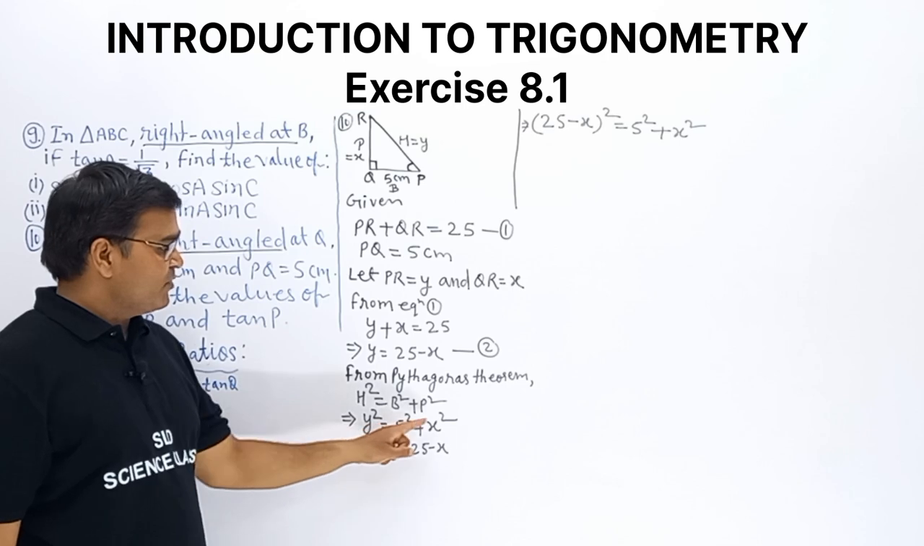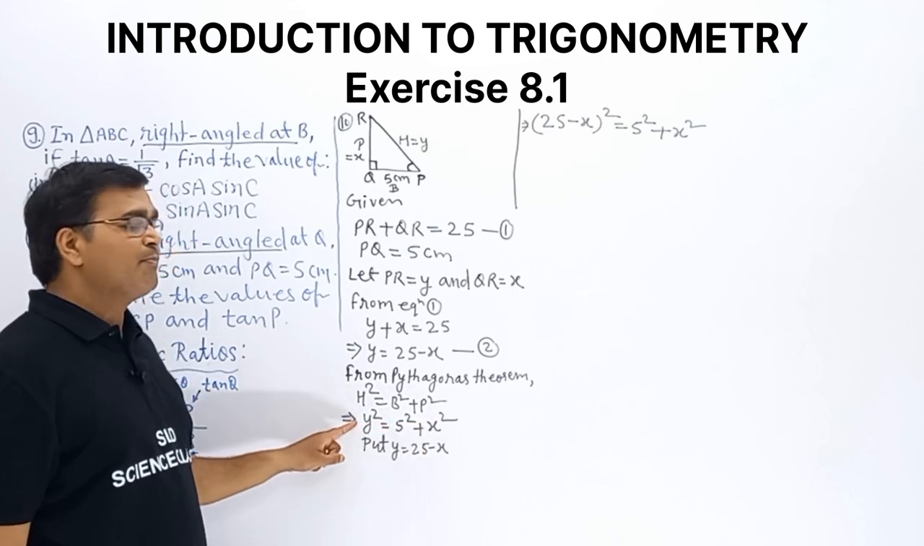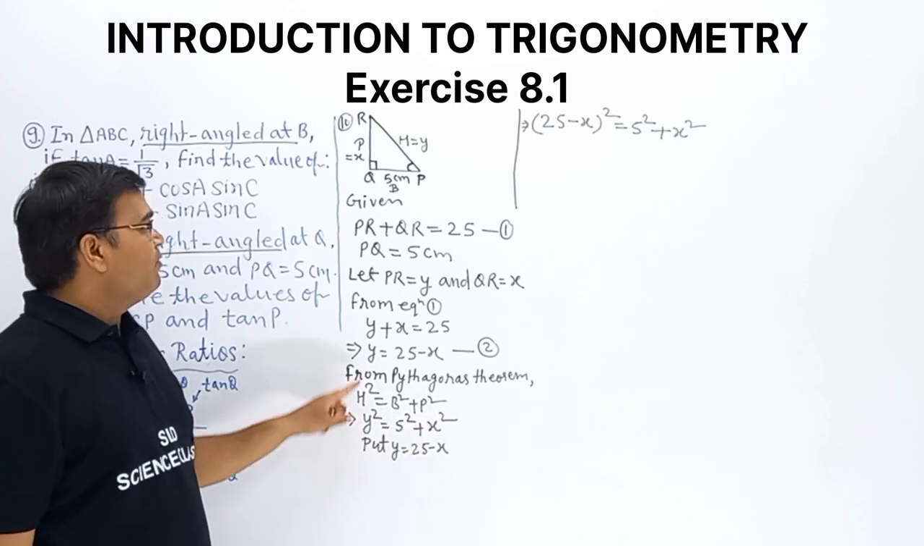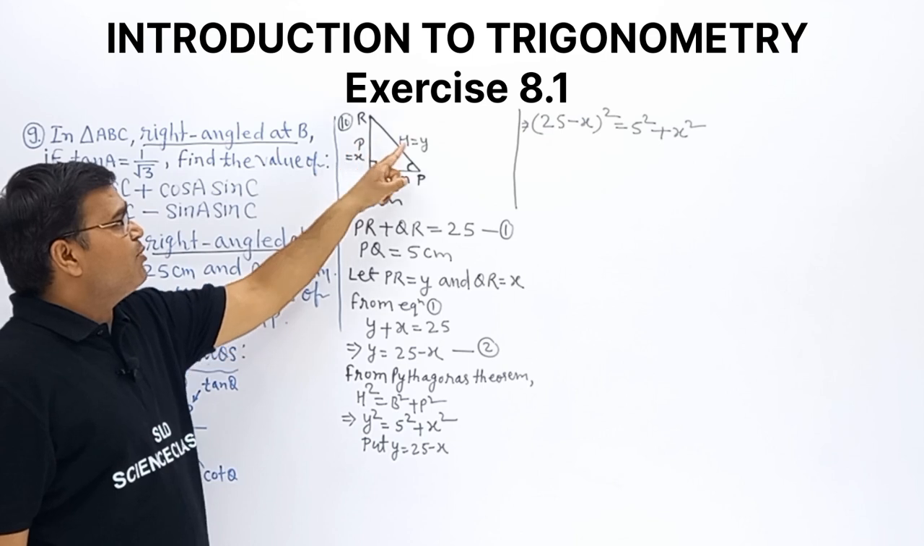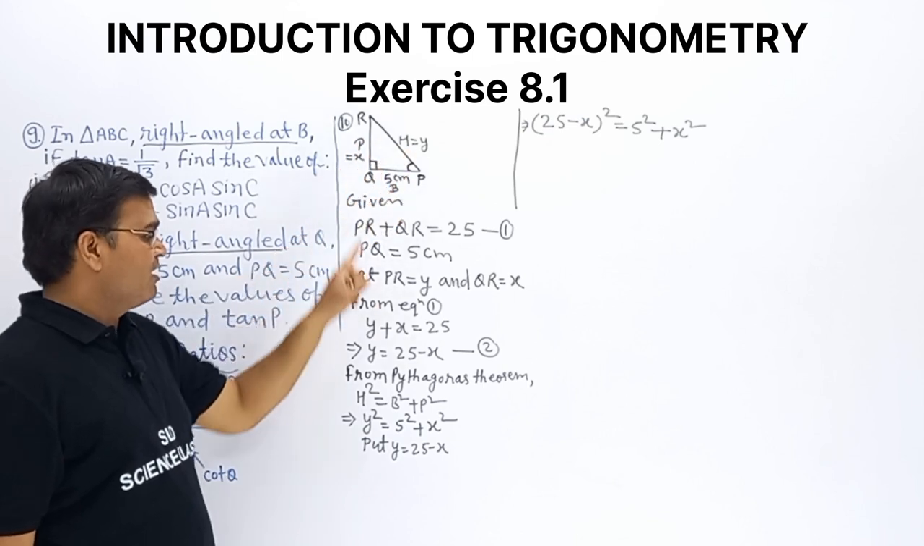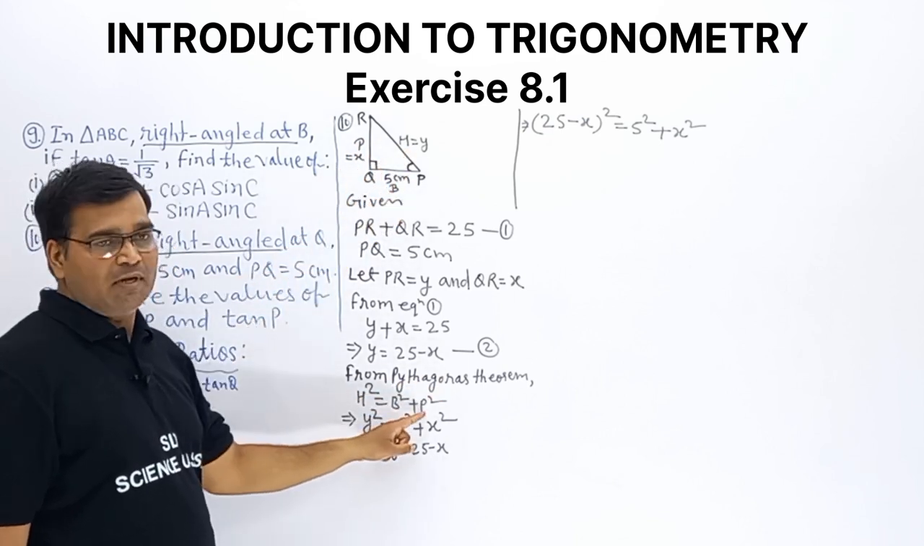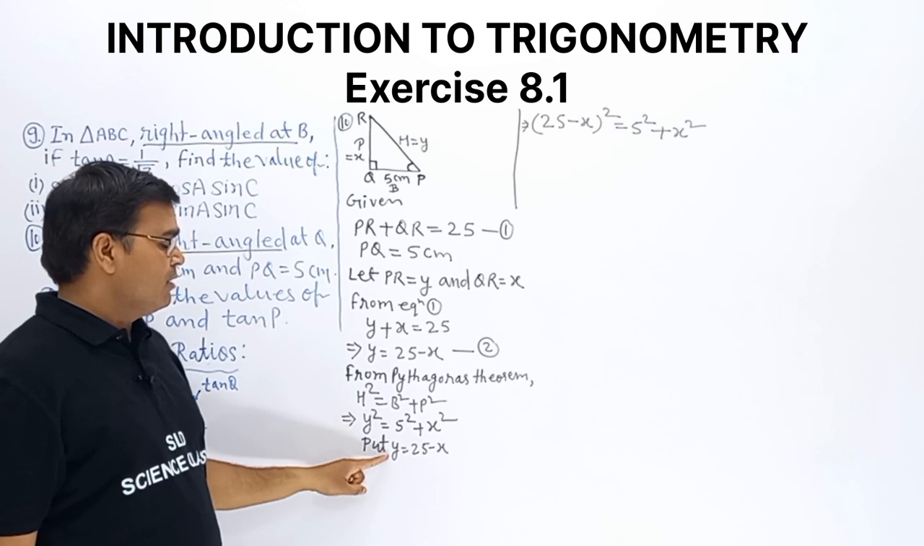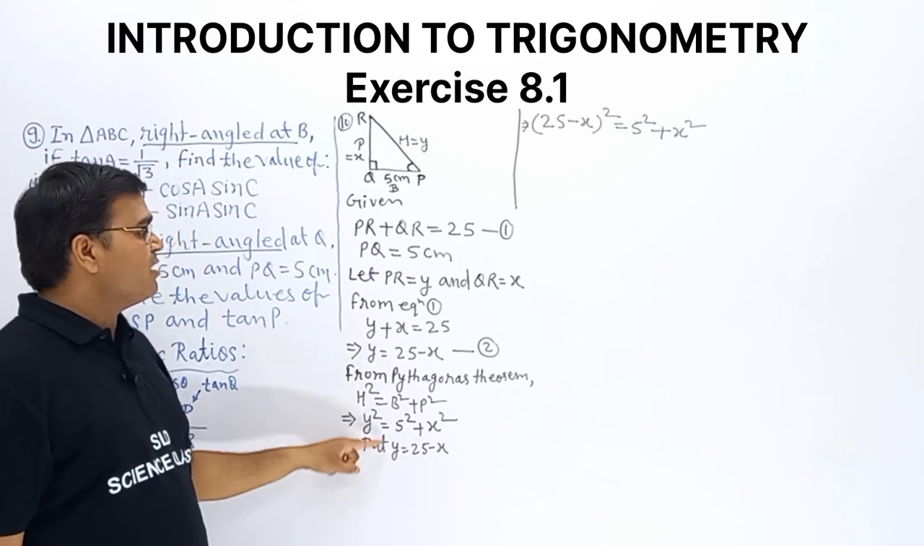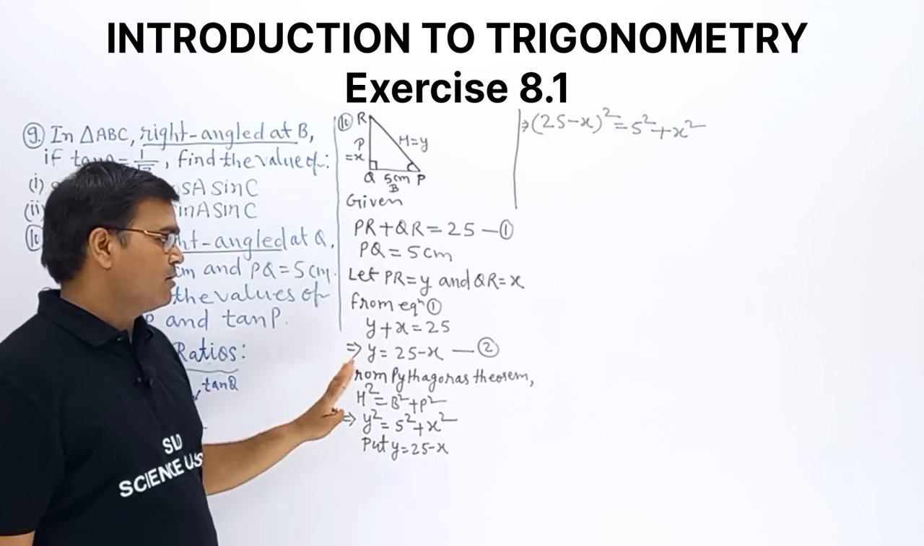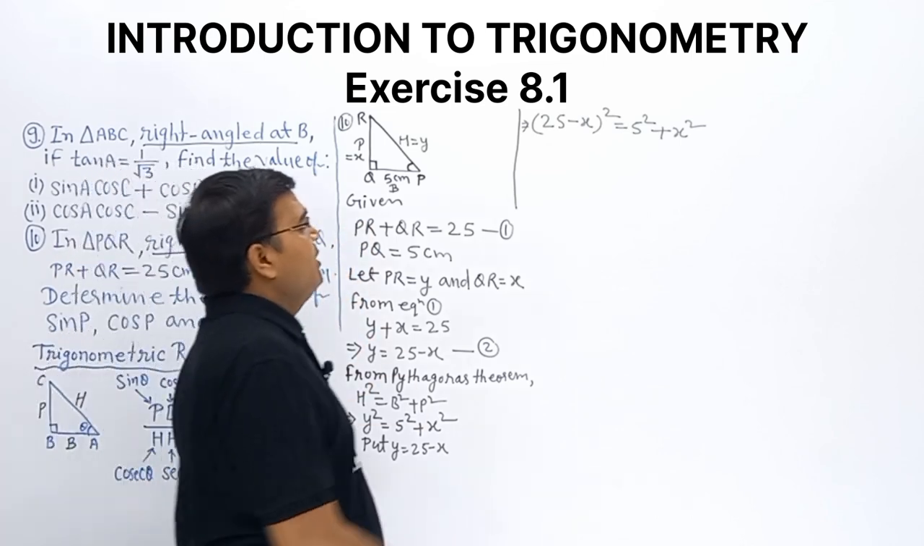What we are doing? This is the Pythagoras theorem. We are applying it, one side is X, one is Y, and one is this one. Then Pythagoras relation will be this one, in which we are putting the value of Y, and how is it coming? From the given relation. Clear? So we are putting and solving.